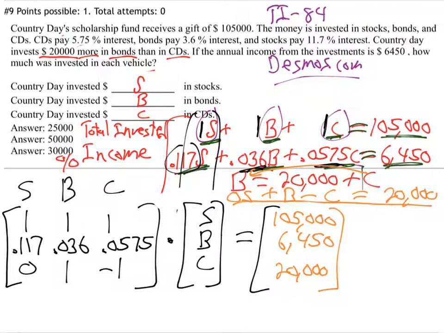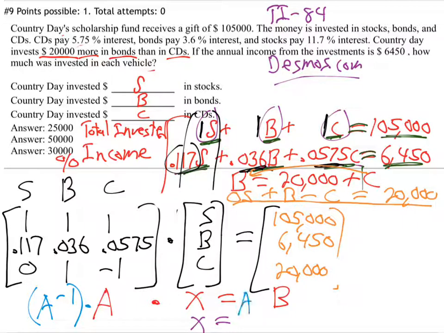So this setup becomes matrix A times X equals matrix B. So now how do I solve that? To get X alone, what are you going to do? You got to get rid of that A. What's going to get rid of that A? Put A inverse on the left of both sides. Why? Because then it cancels out that A, because A inverse is the opposite of A, and that gets X alone, so you can solve for X. X is this matrix. We can find S, B, and C, stocks, bonds, and CDs.